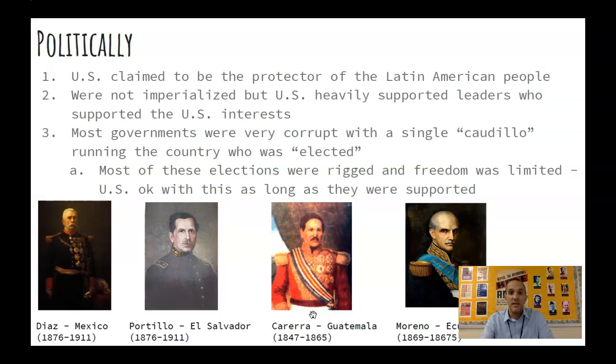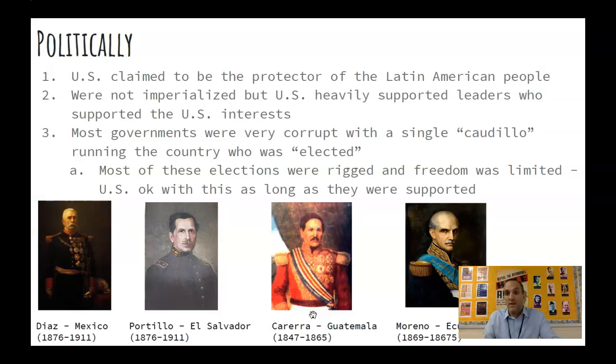Most of the governments in Latin America are going to be very, very corrupt. And pardon my Spanish pronunciation, but there's going to be single caudillos who are going to be the people who rule. They're elected, but they're elected through force and corruption and stuffing ballot boxes and having their henchmen or thugs go around. It's almost like, hey, you don't support me, but I'm going to make you support me at the ballot box, and I'm going to force people to vote for me on my behalf.